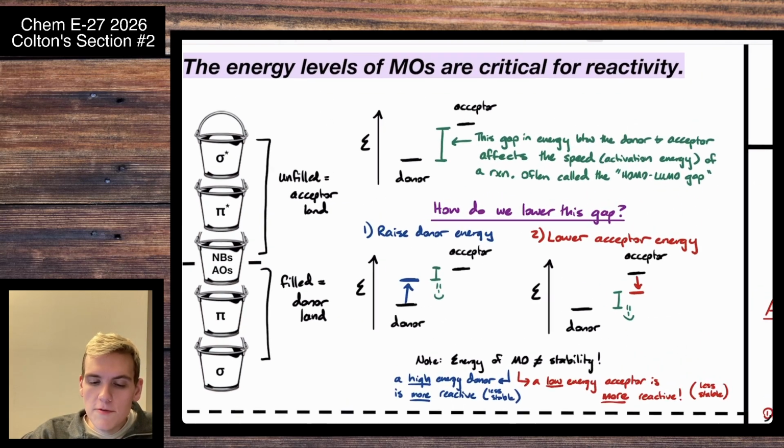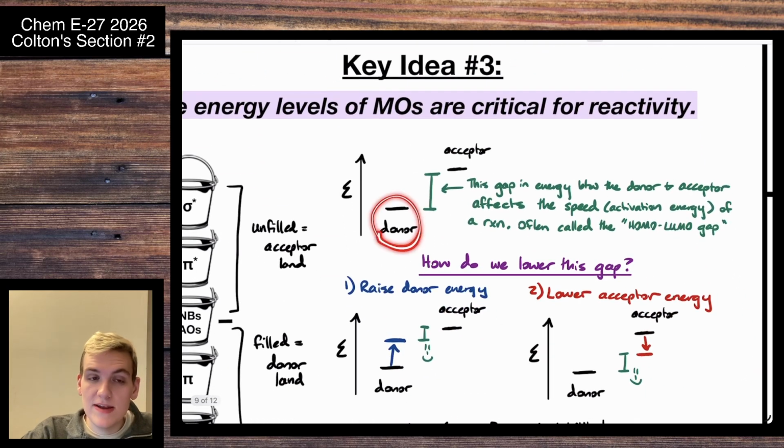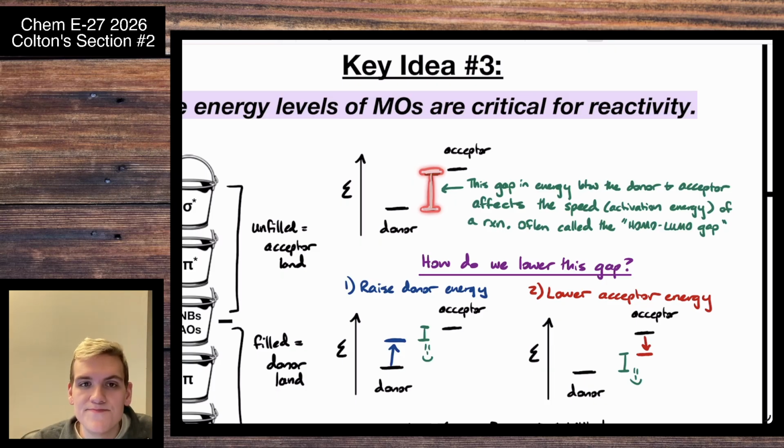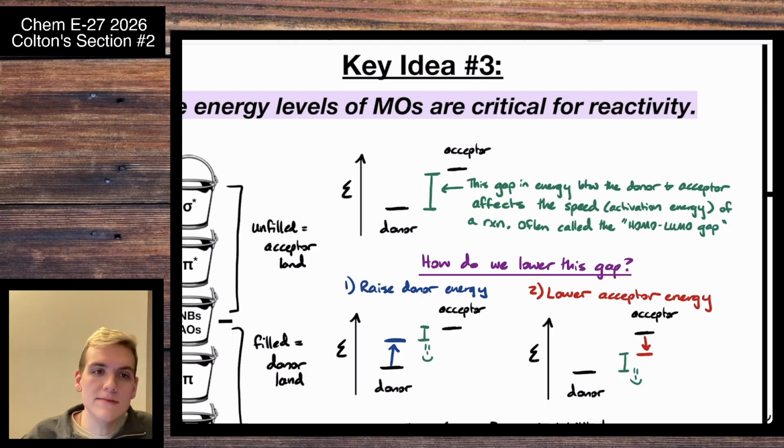So whenever we have a reaction, there's going to be some sort of donor and some sort of an acceptor. And there will be a gap in energy between this donor and acceptor. And that gap in energy affects the speed of the reaction. It's really directly tied to activation energy, actually. So this will tie back in when we talk about the energetics later. You might have also heard this called the HOMO-LUMO gap if you've done some MO theory before.